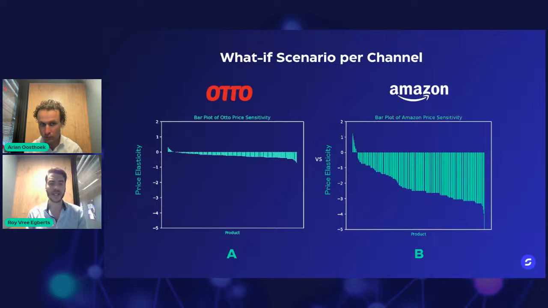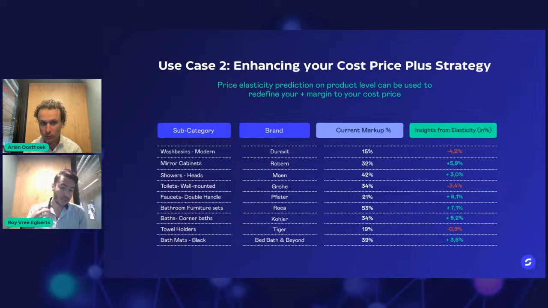If we go to the next slide, we have use case 2, and we are talking here about enhancing your cost-based plus strategy. I think a lot of clients we see are using cost-based plus, right? You have the cost of a product, you do a markup on top of that, and that's going to be your selling price. It's a very safe way of pricing, and not a lot of data is required, of course. But we also wanted to use elasticity to enhance those cost-based plus strategies.